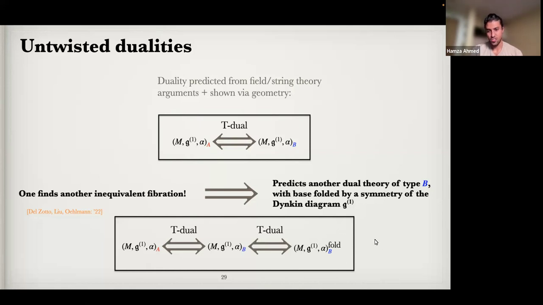Right. So essentially they found another elliptic fibration within the K3, and then they were able to form a full theory out of it.